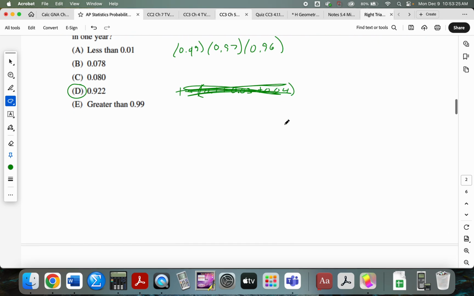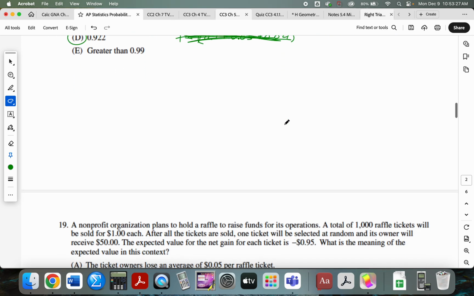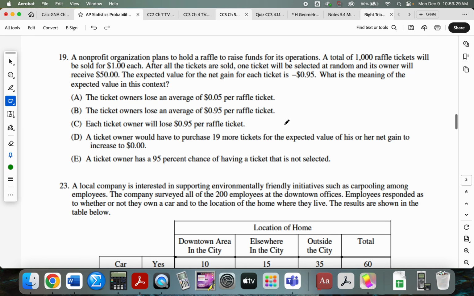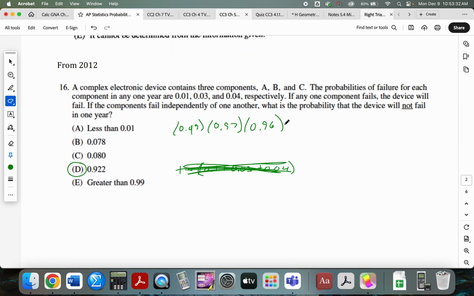We're looking for the probability that the device won't fail in 1 year. So the 1 year really doesn't have anything to do with it. We're just looking for a device. Well, all of it was in 1 year. Oh, it says in any 1 year. Okay.